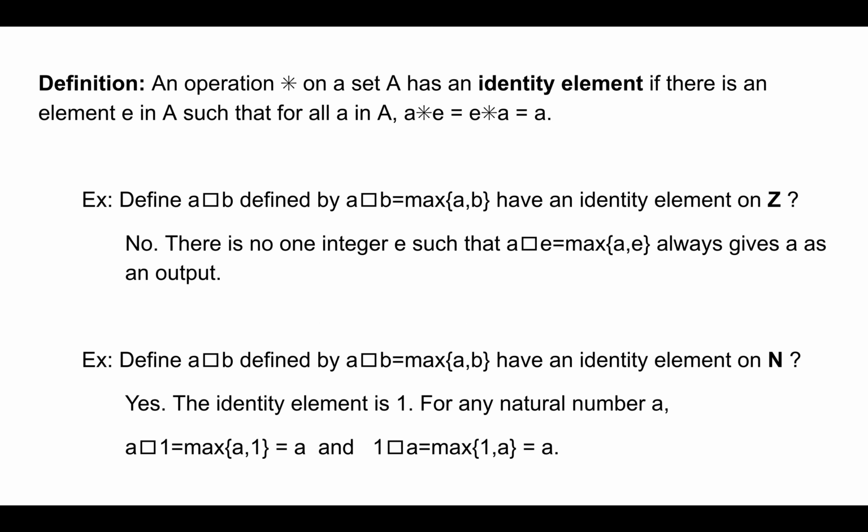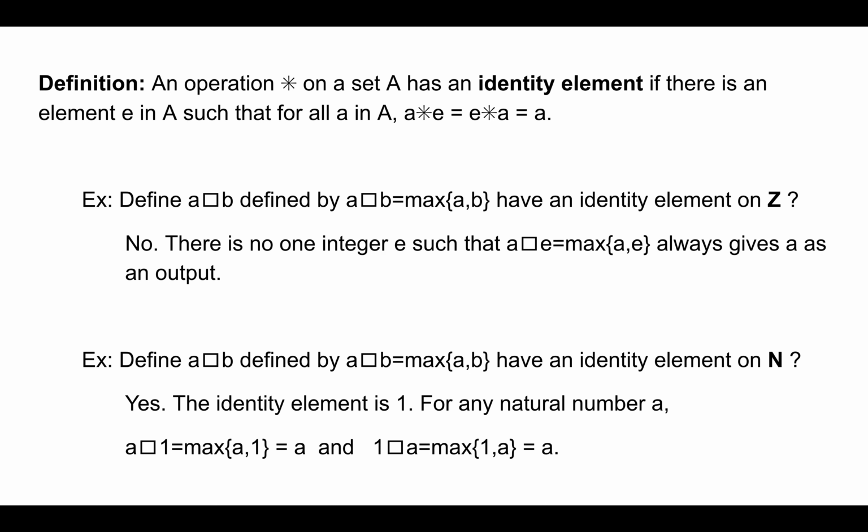Let's think about the other two. A square B was equal to the maximum of the two elements A and B. So if we had -4 and -302, then -4 square -302 would give us -4, the maximum of those two elements. Is there an identity? No, there is no one integer E such that A square E always gives A as an output. So there is no E such that that's true.